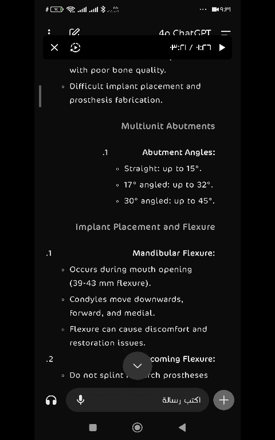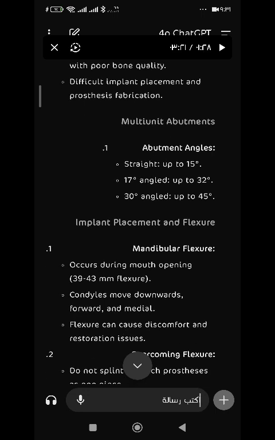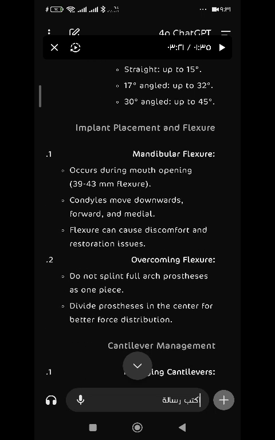Multi-unit abutments. 8. Abutment angles: straight up to 15 degrees, 17 degrees angled up to 32 degrees, 30 degrees angled, up to implant placement and flexure.